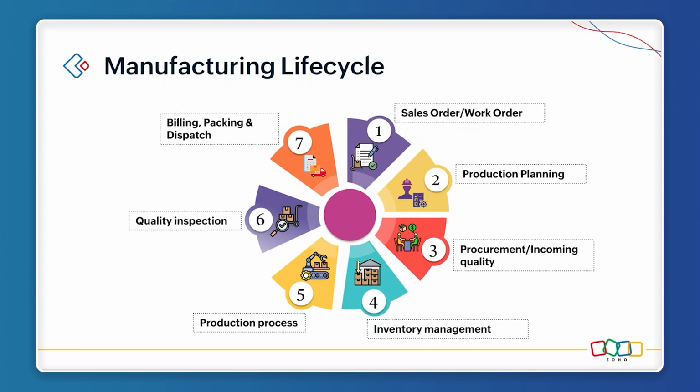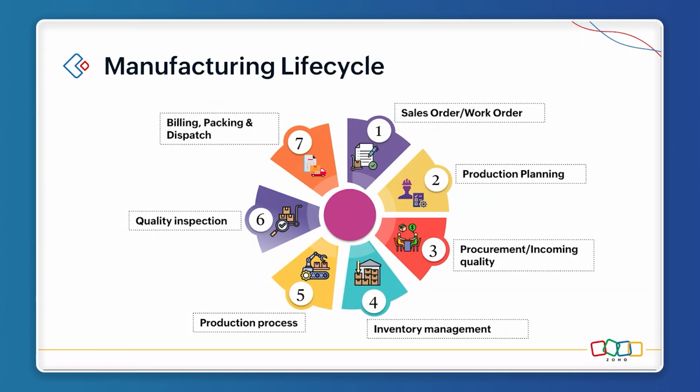Once that is done, the next step is billing, packing and dispatching. Once you produce the product successfully, you then need to deliver it to the customers. That's when you will do the packing and then dispatching. And once the delivery is done, you will collect the payment from the different customers. So this is the main manufacturing life cycle that the manufacturing industry follows.